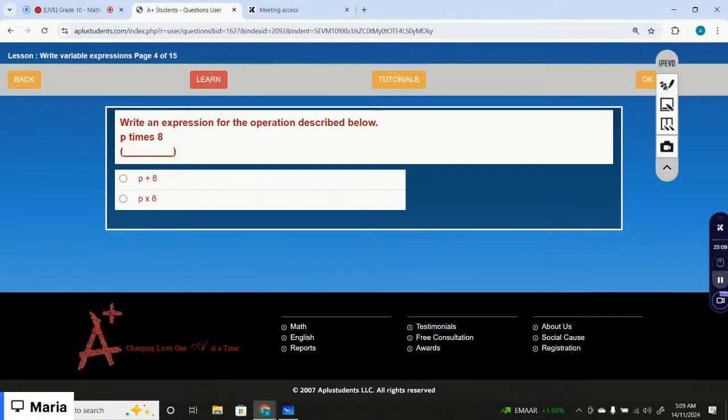Write an expression for the operation described below. P times 8. That is p times 8, times means you have to multiply, right? Option number 2 is the correct option.